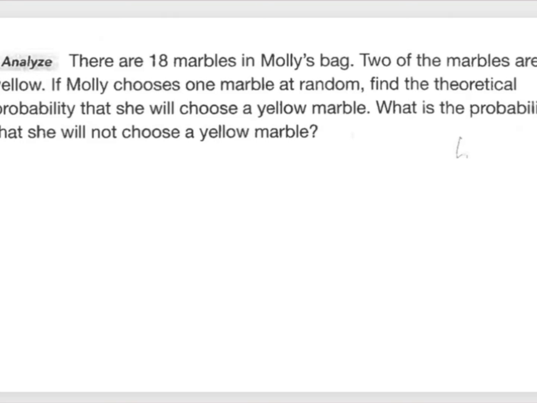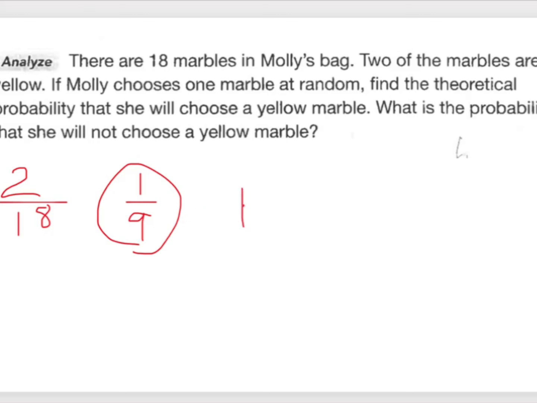There are 18 marbles in Molly's bag. 2 of the marbles are yellow. If Molly chooses one marble at random, find the theoretical probability that she will choose a yellow marble. What is the probability she will not choose a yellow marble? Okay, so there's 18 marbles in the bag, and there are 2 favorable ones. There are 2 that are yellow. So 1 out of 9 is the simplified fraction. So she has a 1/9 probability, that's her theoretical, based on what's actually in the bag.